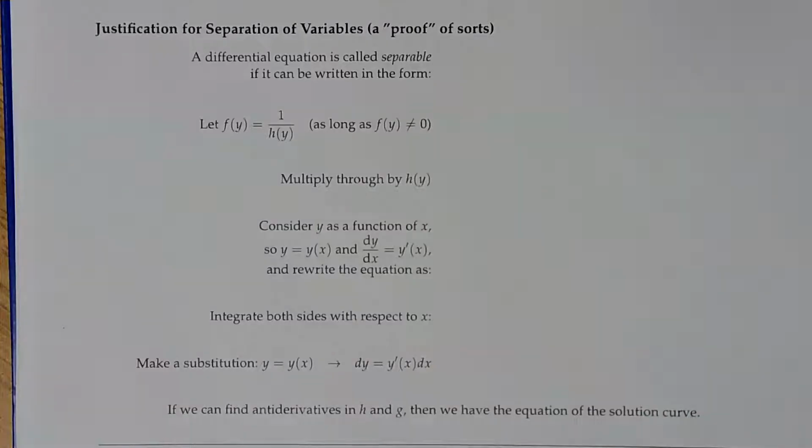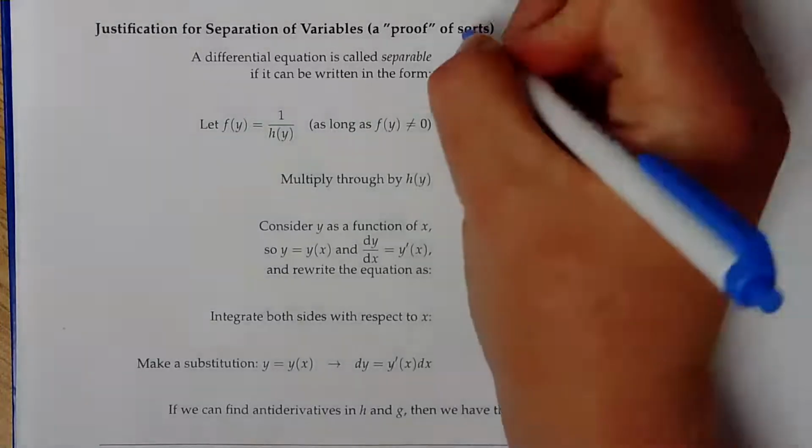Okay, so let's talk through why we can get away with doing this, or a justification for this separation of variables. So this is a proof of sorts, not a formal proof, but pretty close. So let's start out with a differential equation. It's called separable if it can be written in the following form.